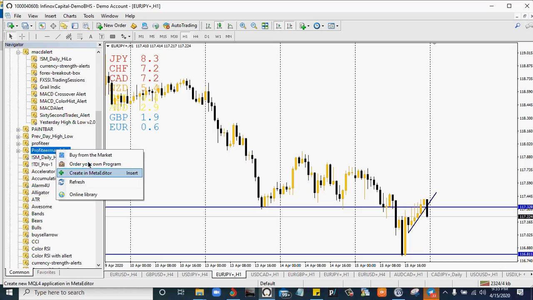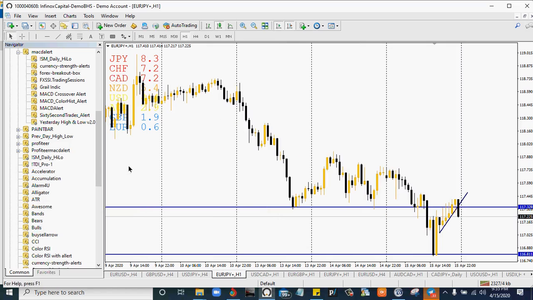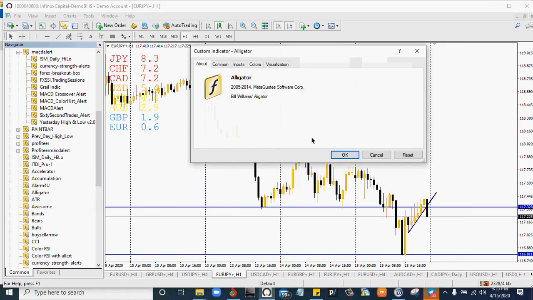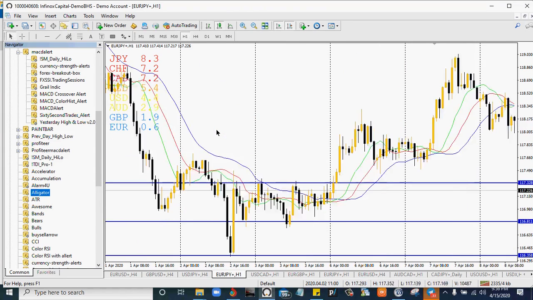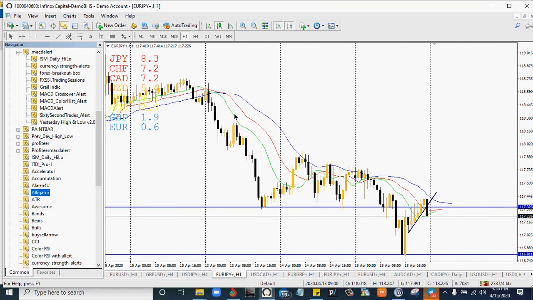You can right click and say attach to chart, or just drag and drop. For example, with the alligator, you can just drag and drop it on the chart. Alligator is also a moving average modified by Bill Williams. So 3 moving averages moving together, modified by Bill Williams. Some people trade using the alligator indicator to confirm their direction.